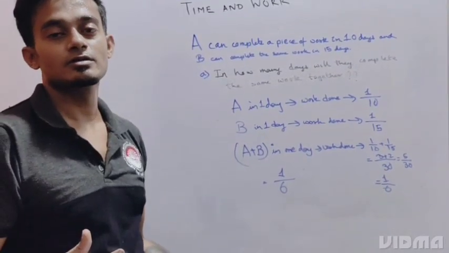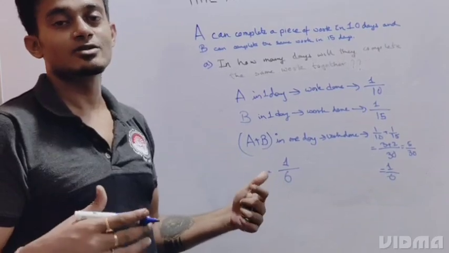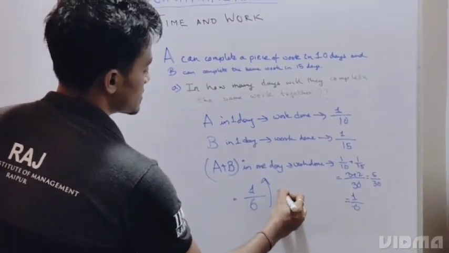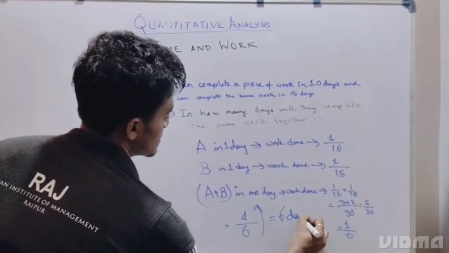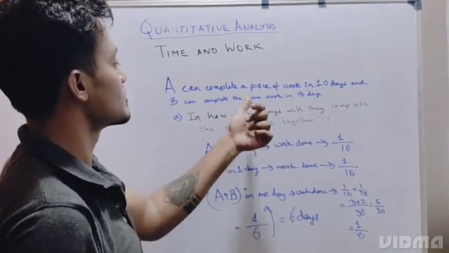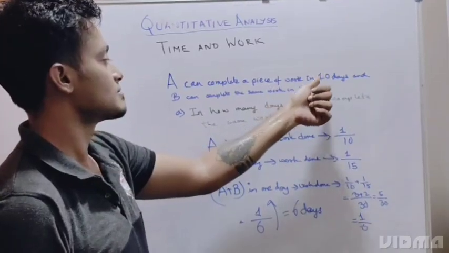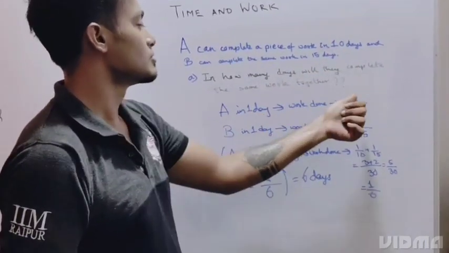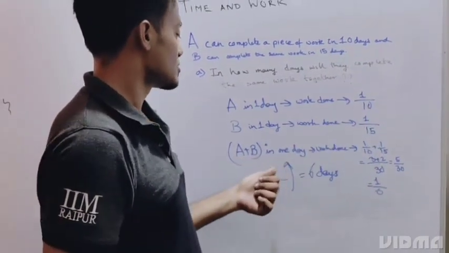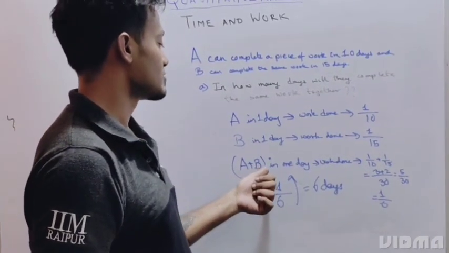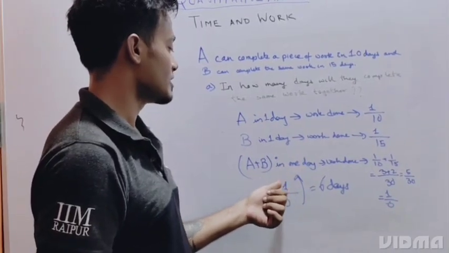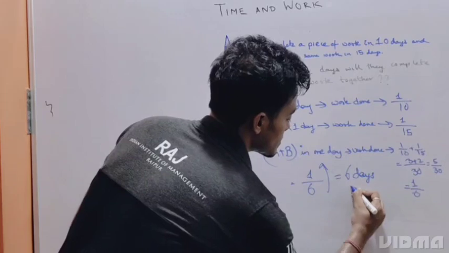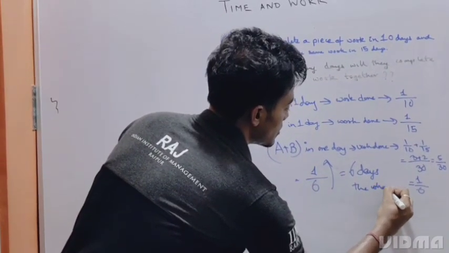So how many days will A and B together take to complete the whole work? Very easy, you just need to reverse it. The answer is 6 days. As we were doing in this case, A can complete a piece of work in 10 days, so in one day he will do 1/10. So A plus B can do 1/6 of the work in one day. So they will take 6 days to complete the whole work.